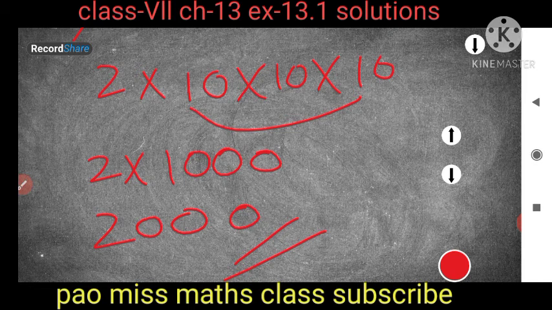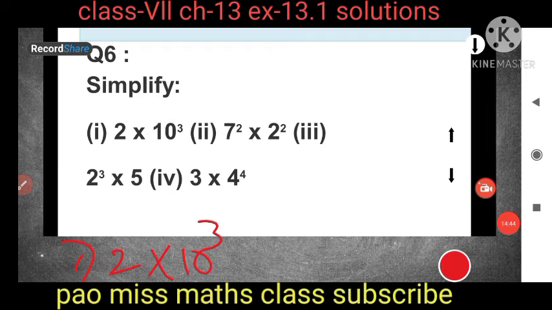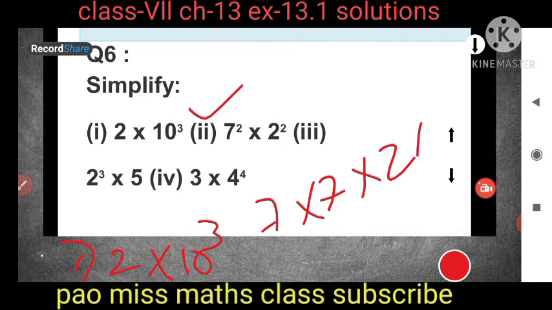Now next question is given how what? 7 to the power 2. That means 7 into 7. Then again 2 to the power 2, that means 2 into 2, isn't it? So if you multiply all the values, you will get 7 7s are 49 and 2 2s are how much? You will get 4. Now you have to multiply 49 with 4, then you will get the answer. So in this way you have to solve this question.